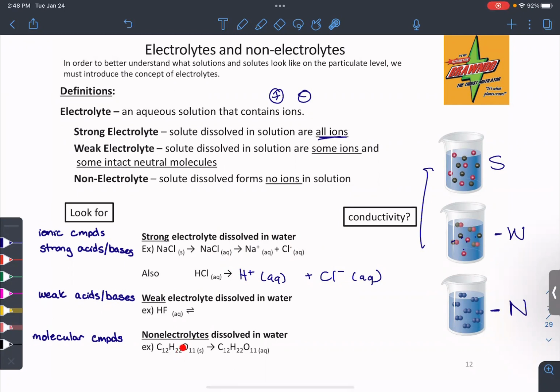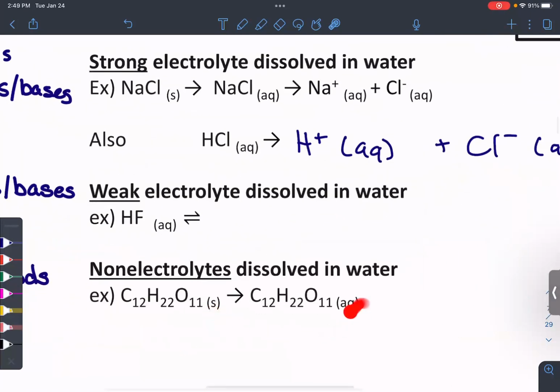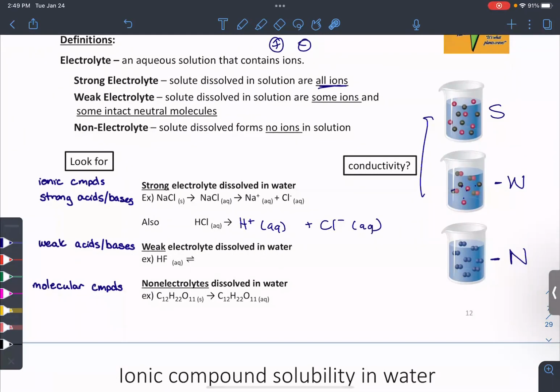Versus a non-electrolyte like sucrose. This is sucrose. Sucrose is a molecular compound. We use molecular naming rules. Are there any ions present in molecular compounds? There are not. Only ionic compounds have ions. So when you dissolve sugar, does sugar dissolve in water? It does. But the difference here is that sugar does not produce any ions. So when I turn the sugar into dissolved sugar water, there are no ions. So will this solution be conductive if there are no ions? No, it won't. So those are strong versus non-electrolytes.